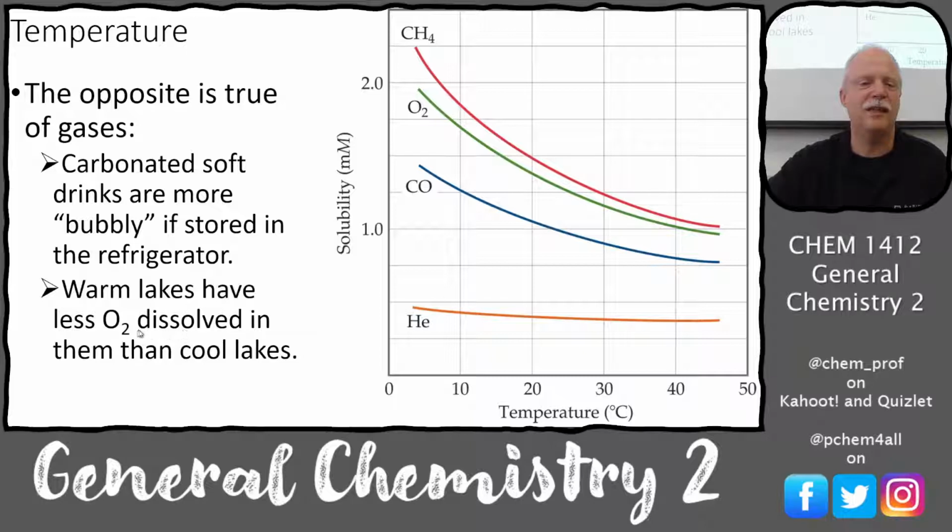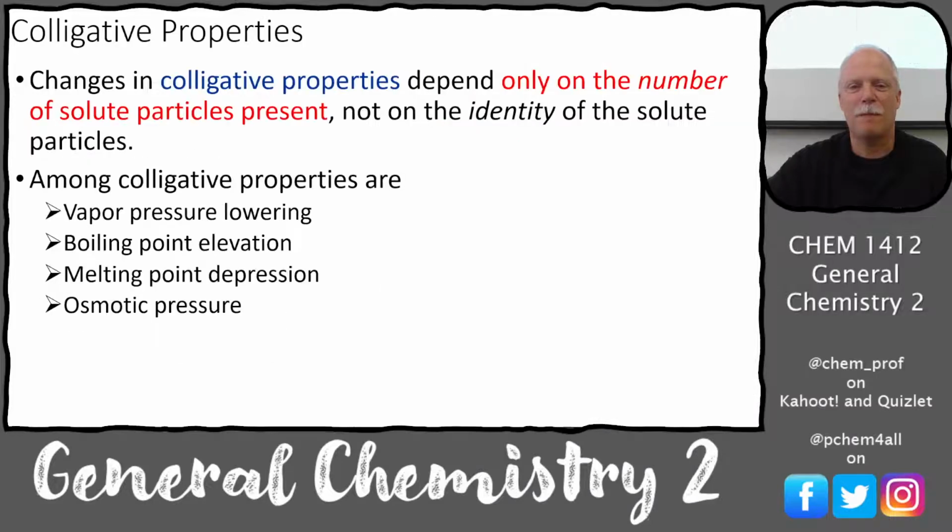Warm lakes have less oxygen dissolved in them than cool lakes, but warmer lakes have probably a higher activity of algae, and so then that generates more oxygen. So lakes are very complicated. So this is kind of a simplistic statement, I think, in the notes. There's other kinds of things.